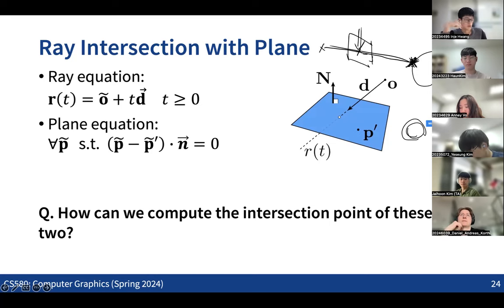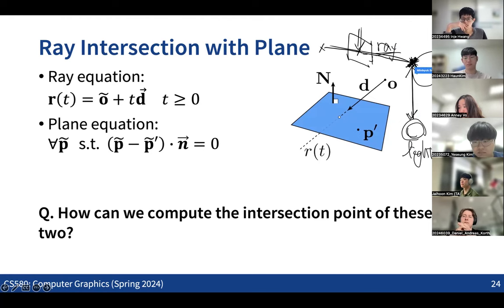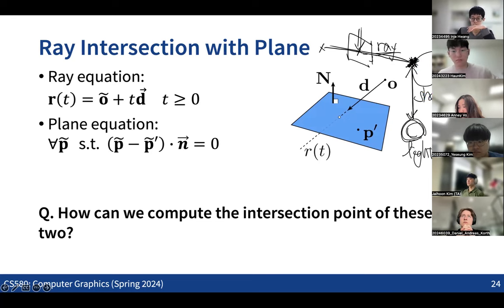Which means that we need to check whether this point is visible from the light source or not, right? So if we have this ray and the intersection point, we shoot a ray from this point to the light source to check whether this point is also visible from the light source or not. And this ray that we are shooting from the intersection point to the light source is called the shadow ray. This was the ray from the camera to the object, and this is the ray from the object to the light source.